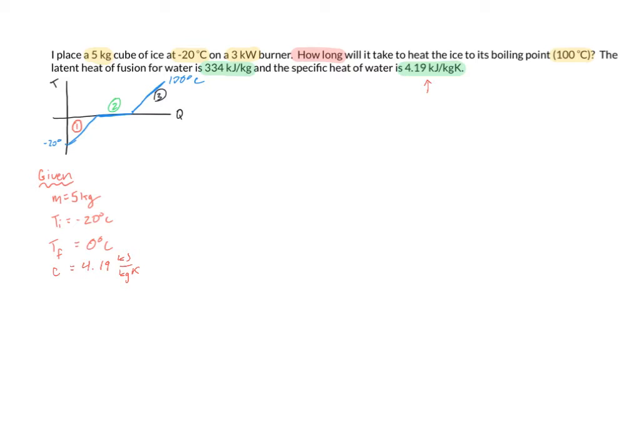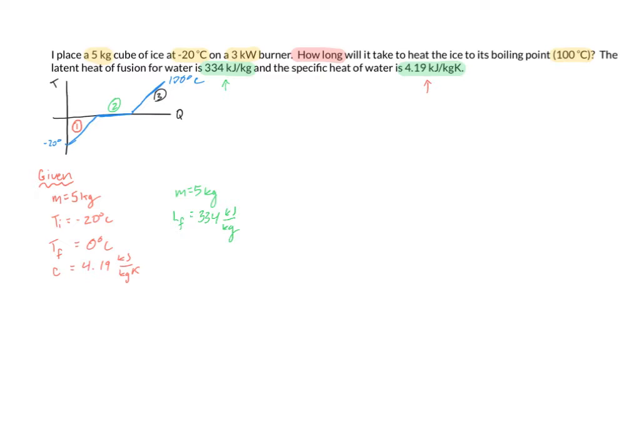Then we can go ahead and add in part two. So in section two, our mass is the same. It's still 5 kilograms of ice that's getting melted into 5 kilograms of water. We also know that the latent heat of fusion for water here, or LF, is 334 kilojoules per kilogram.